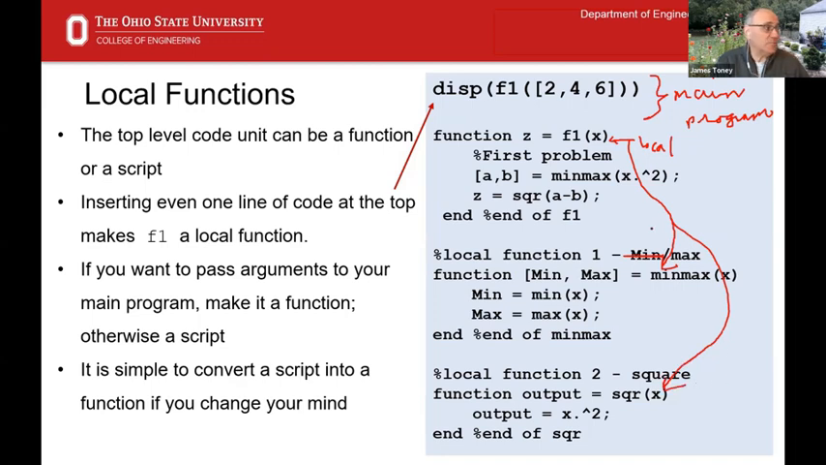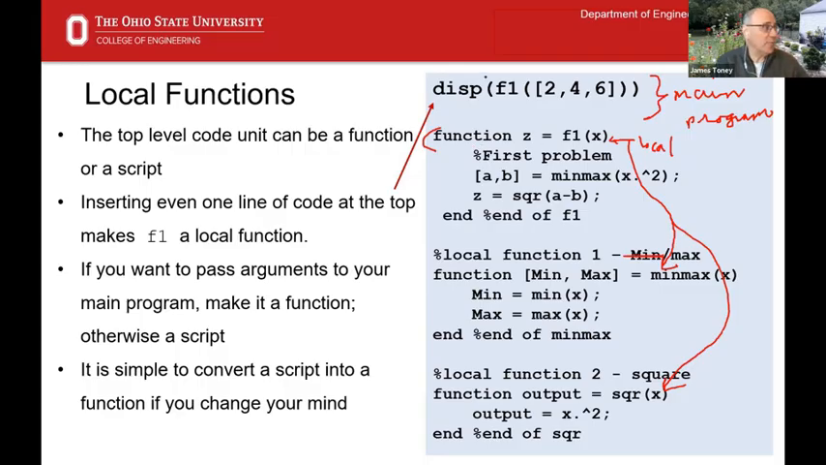Okay, so this is why I told you when we introduced functions, never put anything before the function definition. That should always be the first thing in your file. So that's true if you're writing an external function. If the only thing in that file is going to be that one function definition, never put anything before the function line.